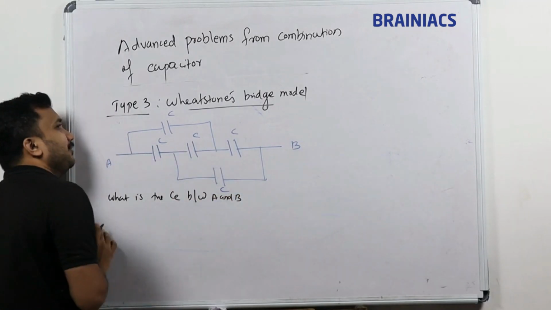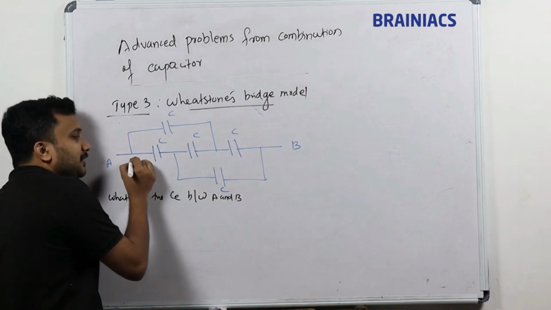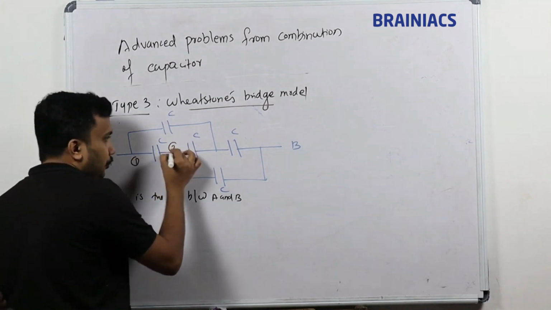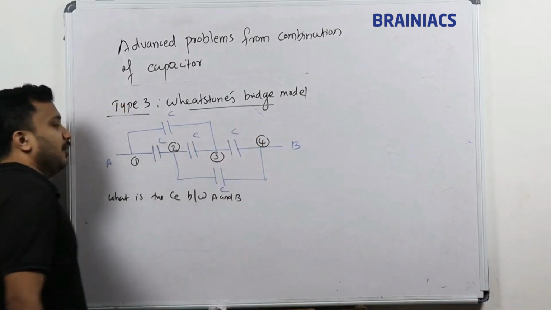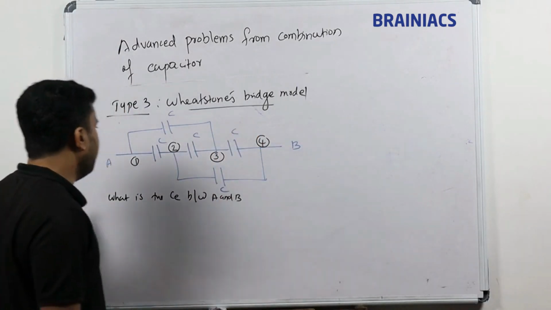This is a junction diagram. What you will do is give a number: 1, 2, 3, 4. Now what we need to do? We need to simplify.